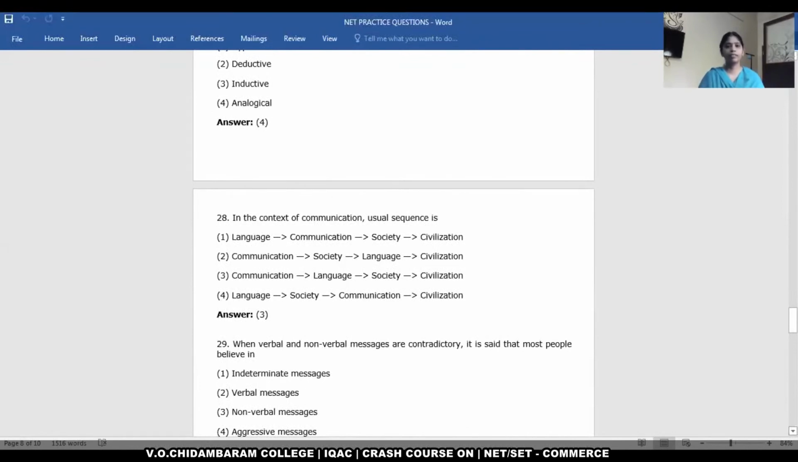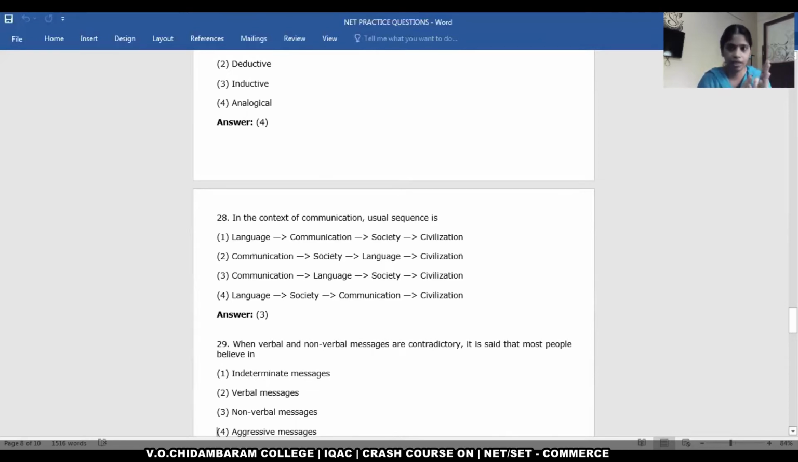And then, in the context of communication, the usual sequence. What is the sequence? Just look at the options. Did language come first or did communication come first? Of course, it is communication. So leave out the first option and the fourth option, and consider the second and third options.